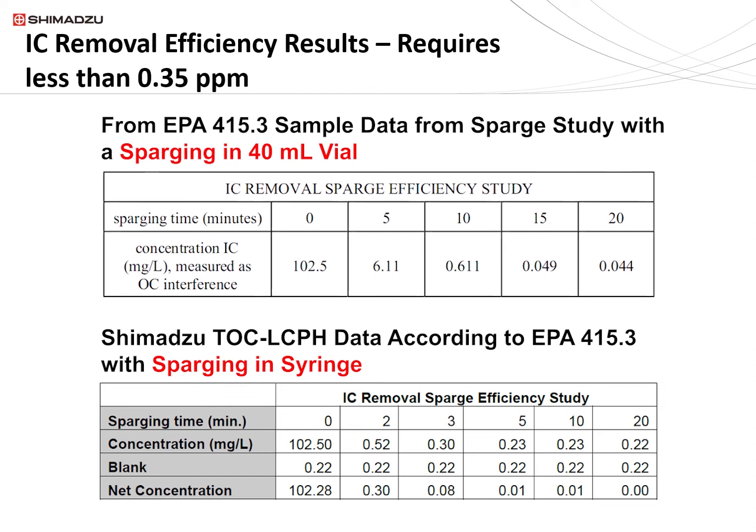After 10 minutes, the IC value is 0.61 ppm, which is still above the 0.35 ppm required for completion of the test. The bottom IC removal study was done on the Shimadzu TOC-L CPH, and it can be seen that after 2 minutes the IC is below the 0.35 ppm value, at 0.30 ppm. Of important note, the syringe sparging method is 5 times faster than the vial sparging method. It does not matter if this is a Shimadzu online or lab unit, the results of the syringe sparge will be the same.